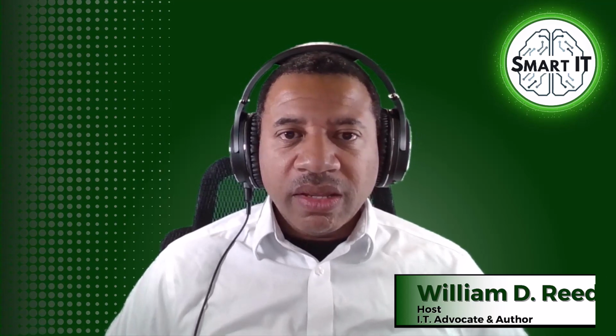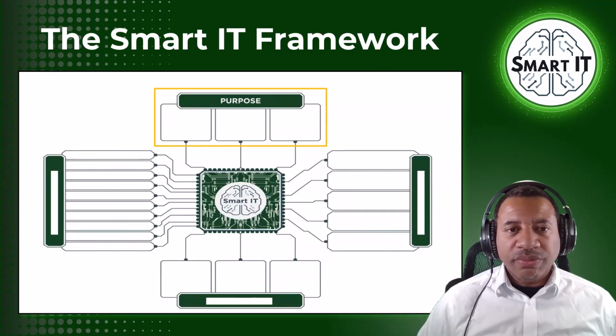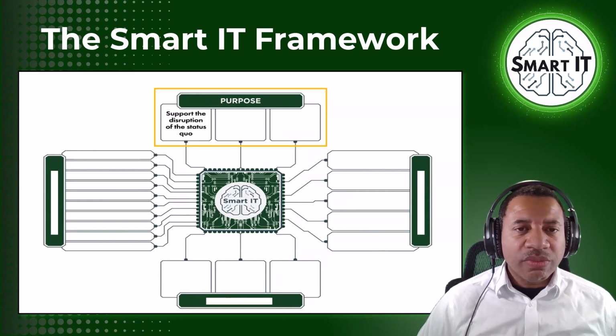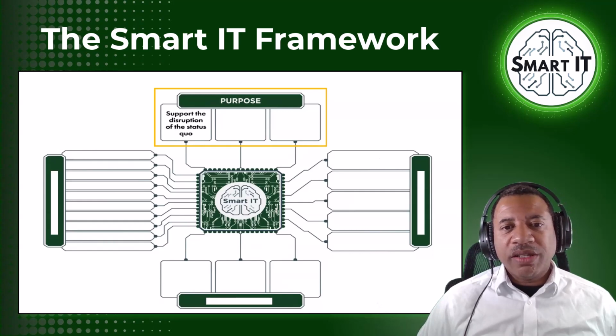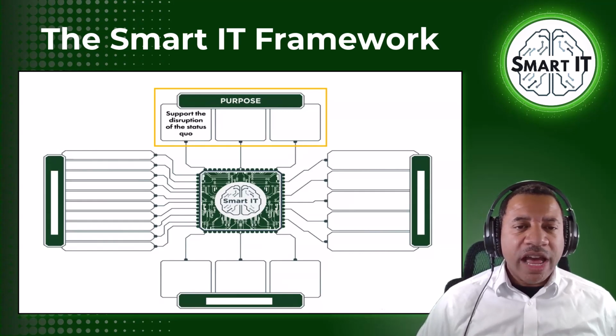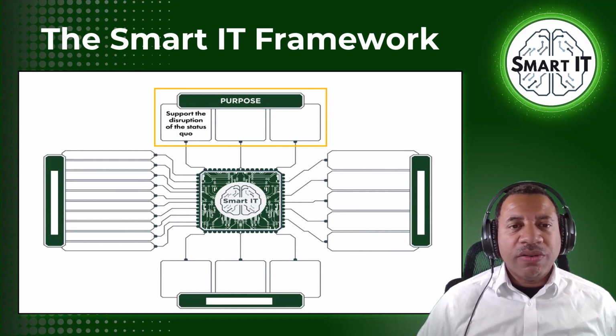Smart IT framework is composed of 4 dimensions. The first dimension is purpose. 3 areas of purpose starts with the goal of supporting the disruption of the status quo. This means that we are built and trained and prepped to help our businesses adjust inside the marketplace. As every organization's C-suite takes upon the job of reacting to market forces, competitive forces, and internal forces, IT's purpose and main goal is to help the business itself adjust.